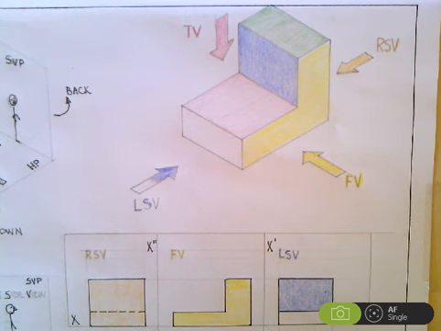Now, as you can see, I've changed the picture, and here I'm actually using a little block which has the corner cut out, and this is in isometric. This is how you will get the picture given to you, and then you've got to break it down into the front view, left side, right side view, and top view. Those are the normal 4 views that we draw.